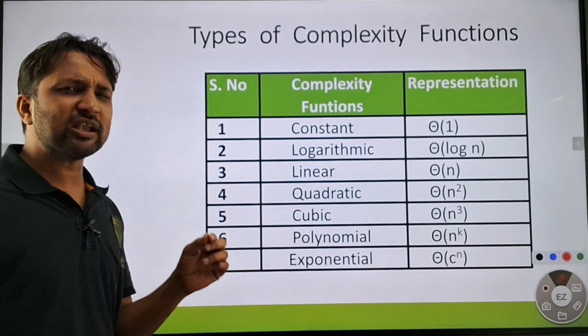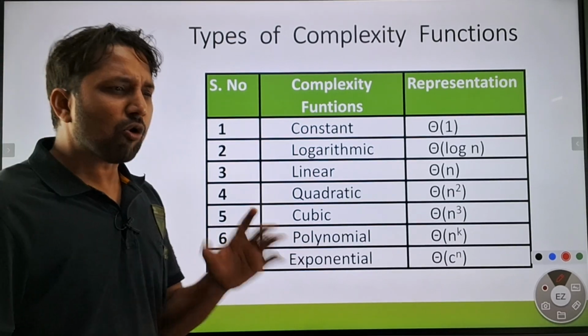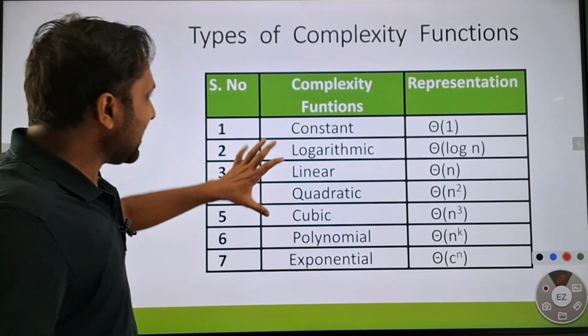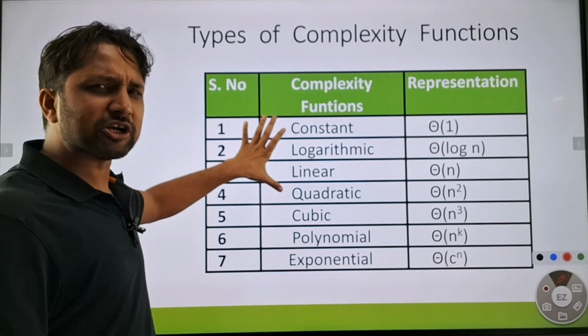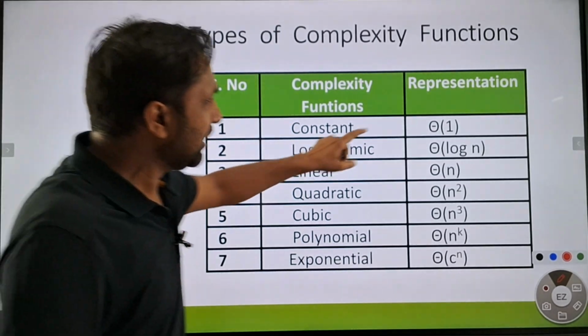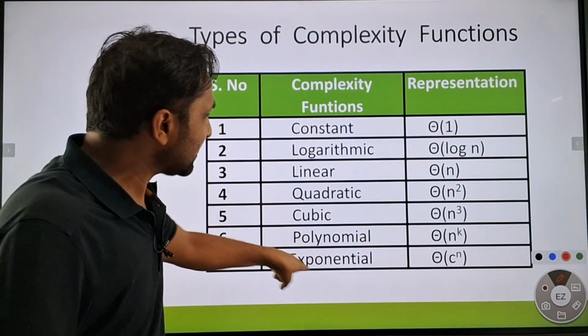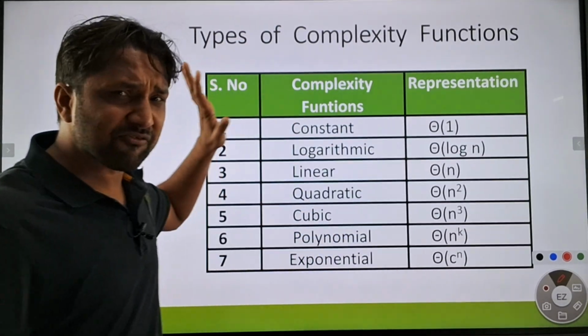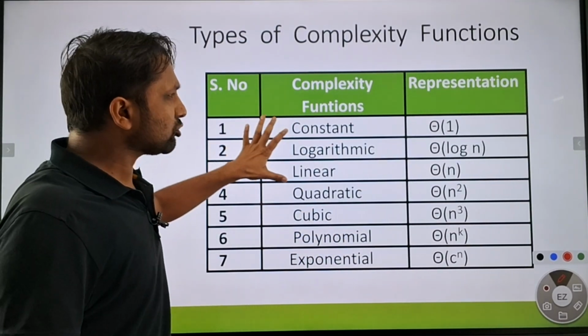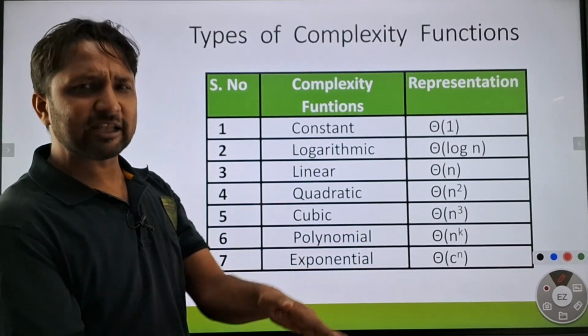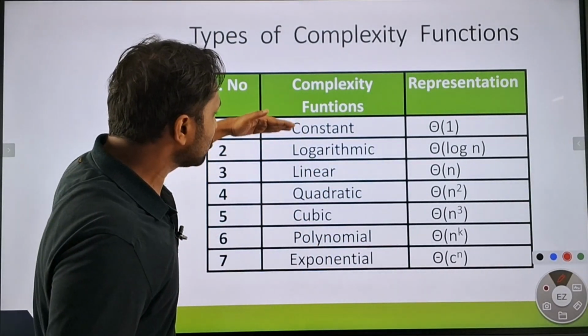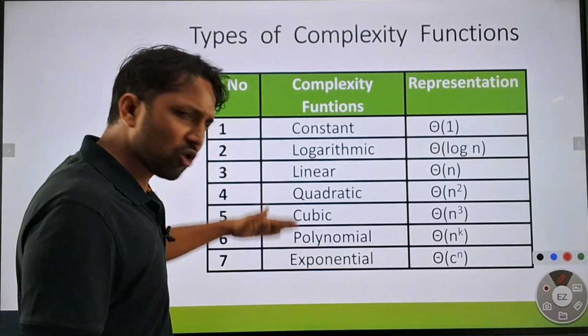So first of all, what is a complexity function? A complexity function is nothing but the different categories of complexity, either space complexity or time complexity. You can represent them in terms of these complexity functions. These complexity functions tell us which algorithm is taking how much time. We are putting them into different classes, different categories: constant, logarithmic, linear, quadratic, and so on.